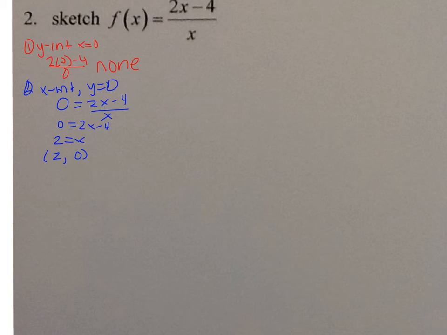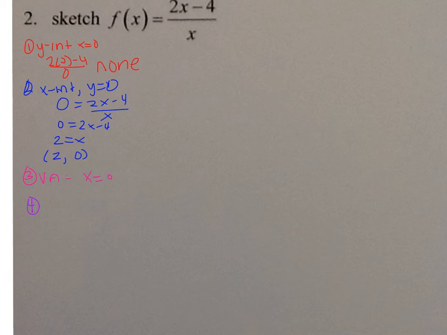Okay, now I need my vertical asymptote. So this is number 3. Your vertical asymptote is when it's undefined. So that's when the denominator is equal to 0. So that was easy because x is equal to 0. And so remember, x equals 0 is actually my y-axis.